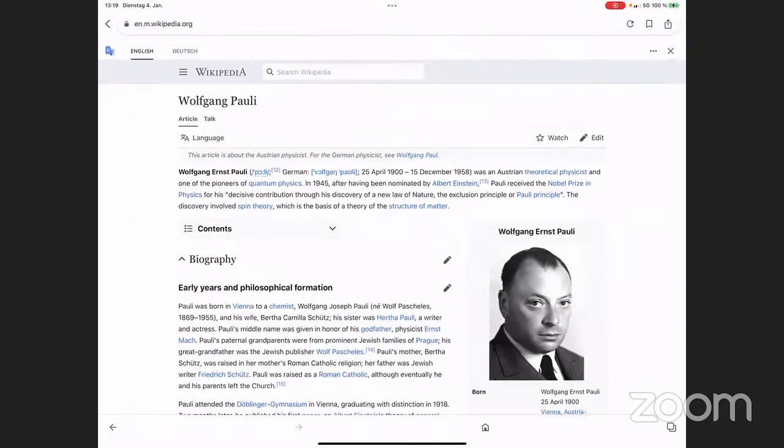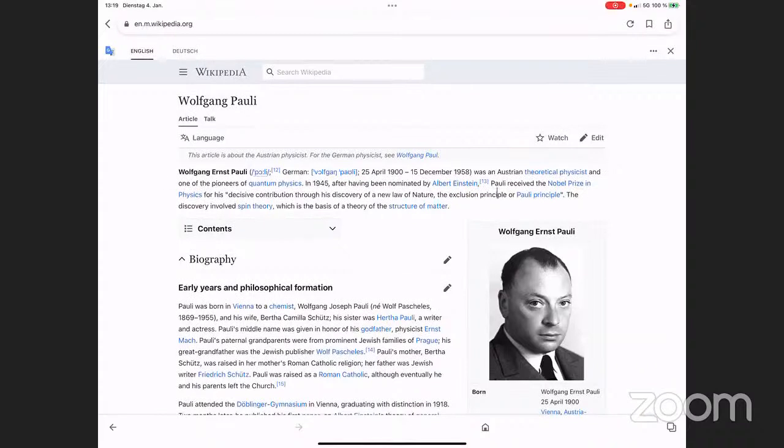Okay, this is Wolfgang Pauli, but his full name is actually Wolfgang Ernst Pauli. He's German, or this is the German name, and he's an Austrian theoretical physicist. I mean, he's from Austria, and he is a pioneer of quantum physics.